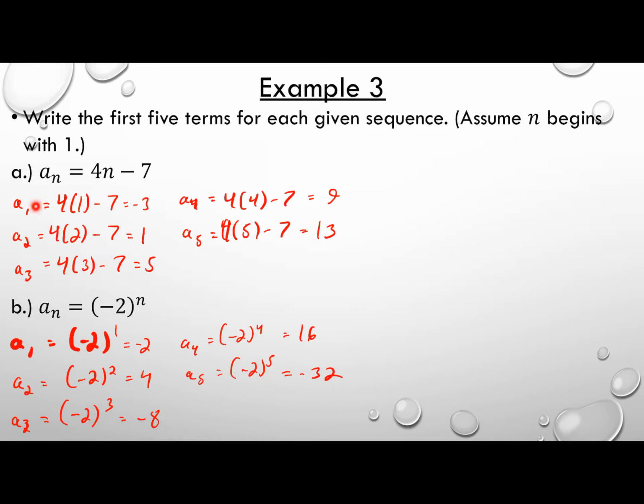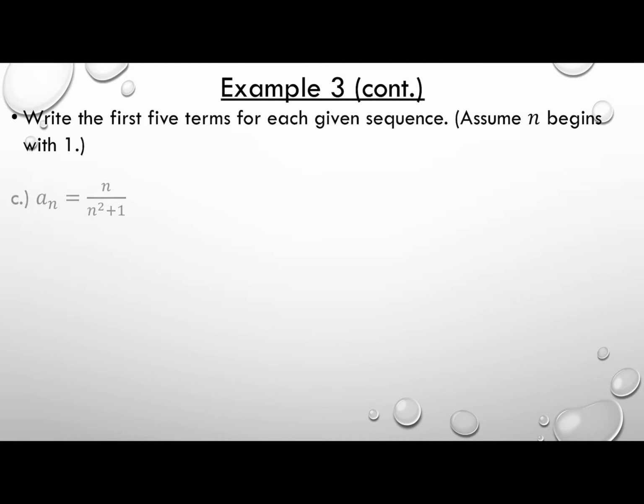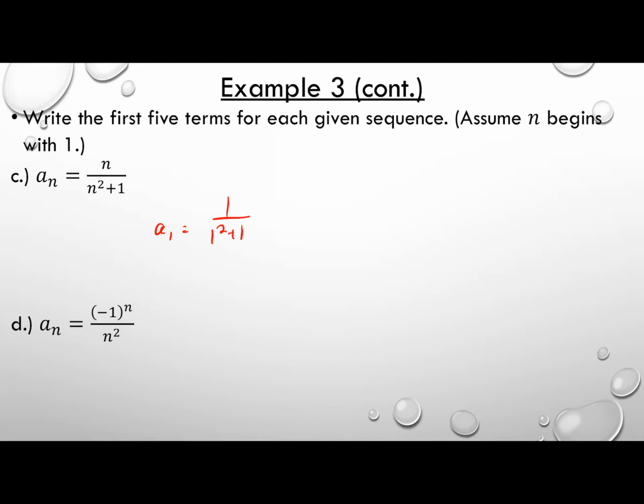Remember, whatever n represents, not only is that your term number, first term, but it's also the number that you're plugging in for n. Okay? So this one we have 2 n's, but still the same idea. So now, for example, if we wanted to do a sub 1, we would do 1 over 1 squared plus 1. So 1 over 2. A sub 2 would be 2 over 2 squared plus 1. So 2 over 5. And so on and so forth.